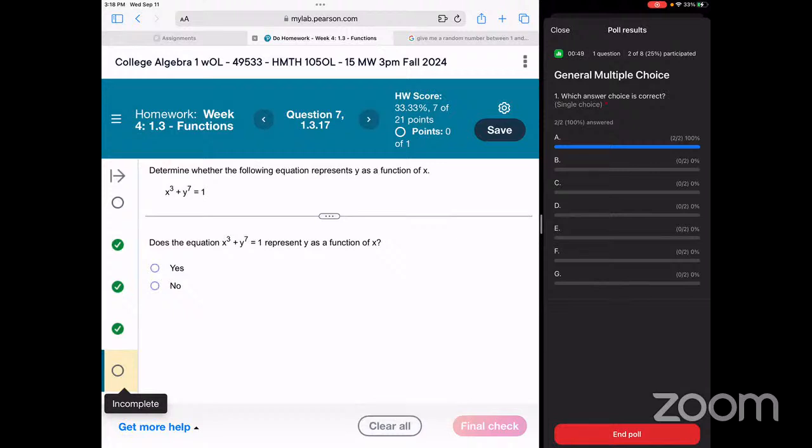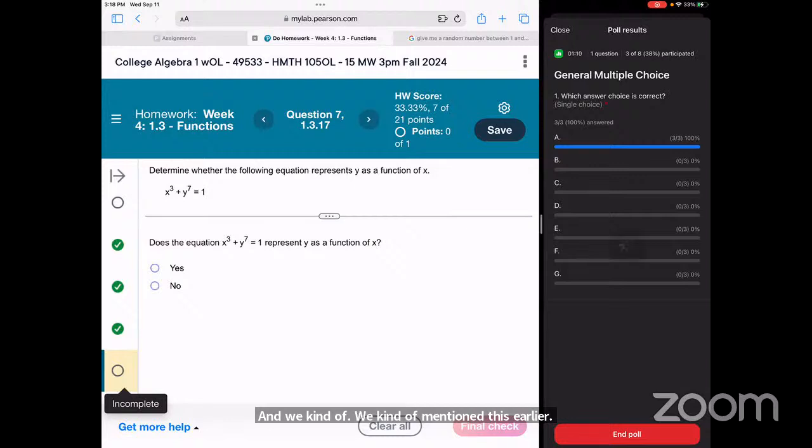All right, let's go with this result. Is there a brave soul that is willing to come on and explain how they got their answer? Anybody? We kind of mentioned this earlier. I'm going to go ahead and close the poll.